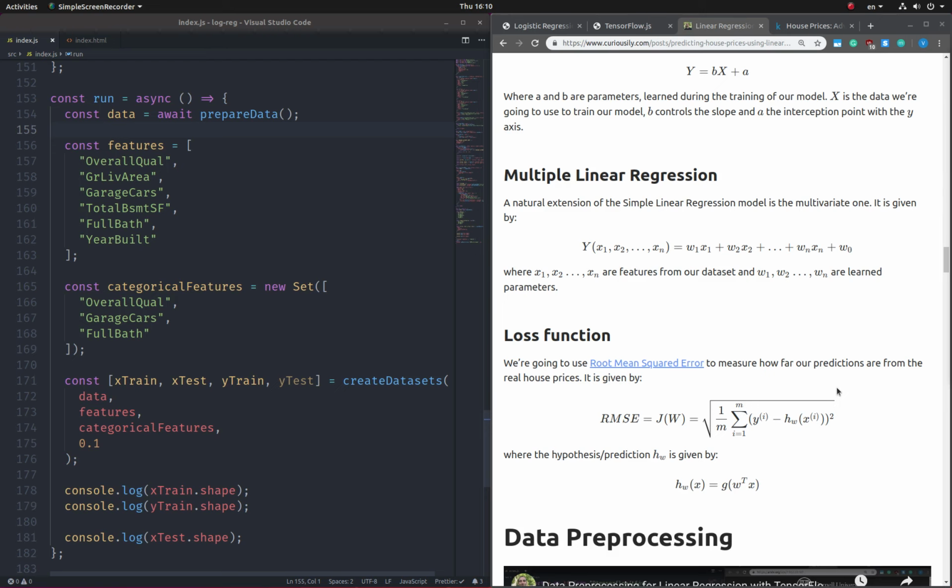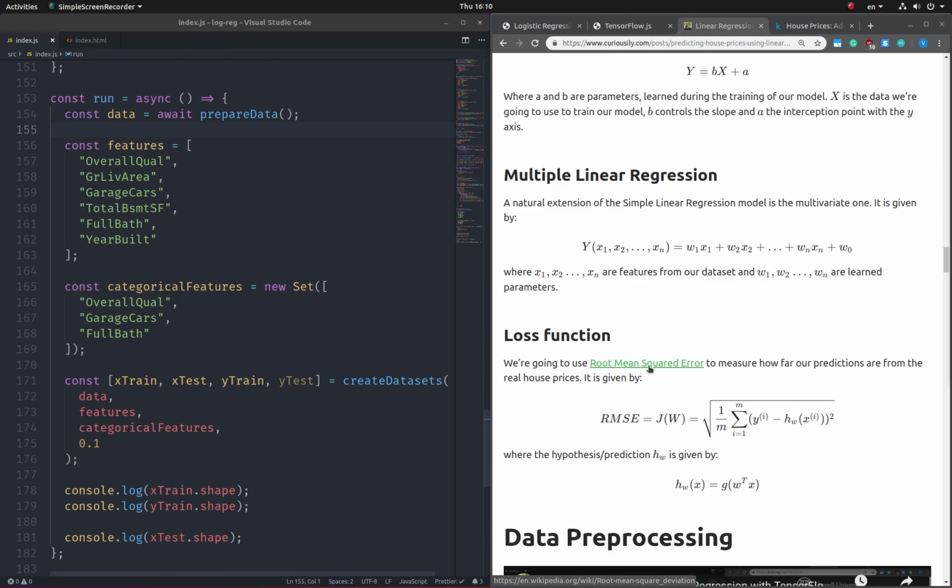This is a standard metric for diagnosing and evaluating regression models. So you might want to check out a bit more about the root mean squared error in the linked article in here.